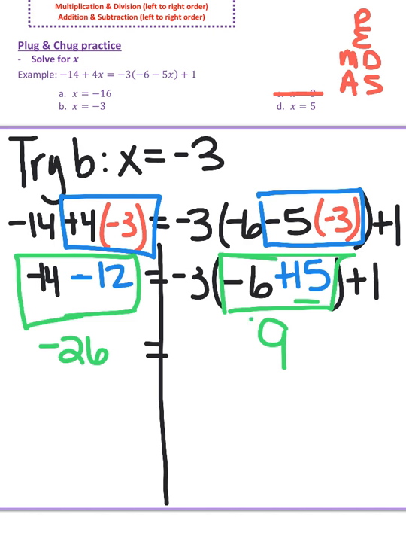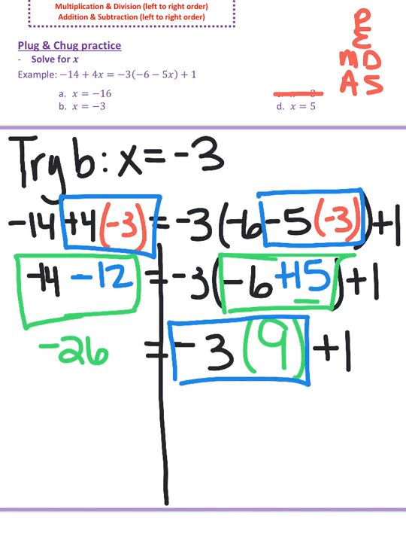And I'm going to wrap him with parentheses because on the outside is that negative 3 waiting to multiply to that. So bring everything else down, that negative 3. And then that plus 1 at the very end. I'm going to put a blue box around negative 3 times a positive 9, and that would be negative 27.